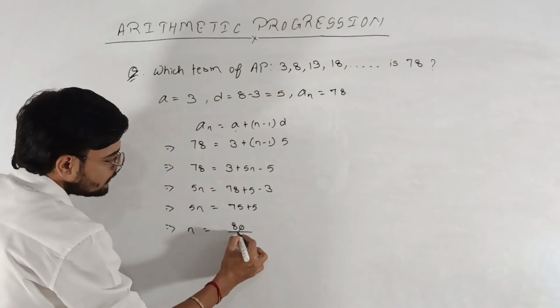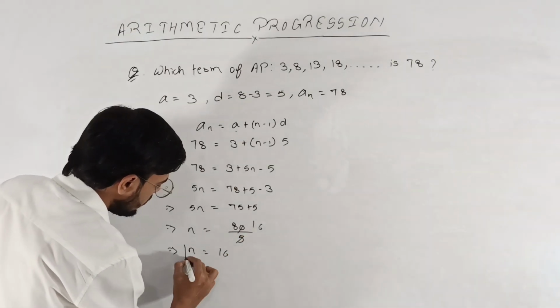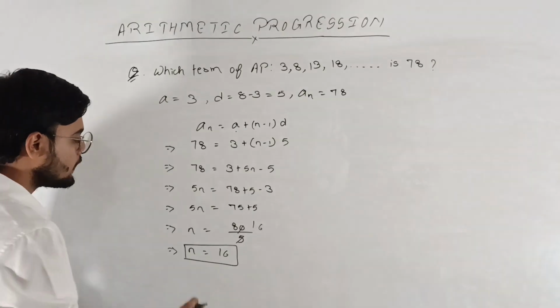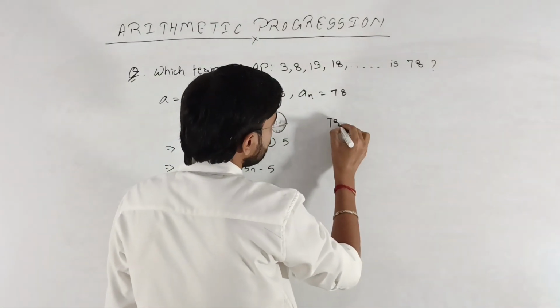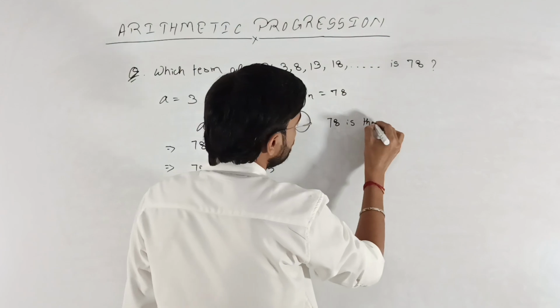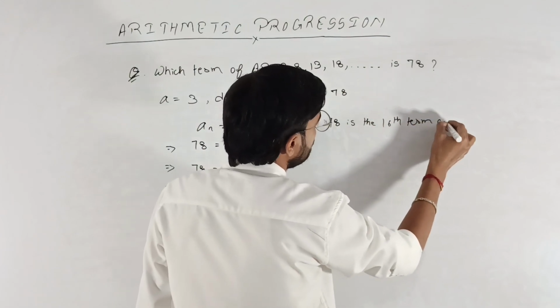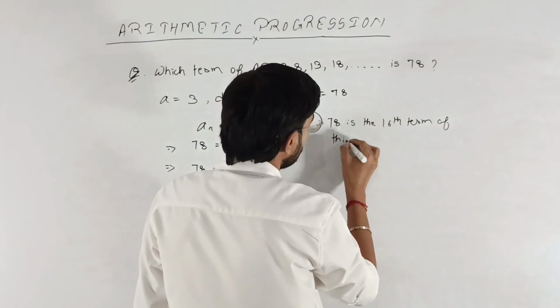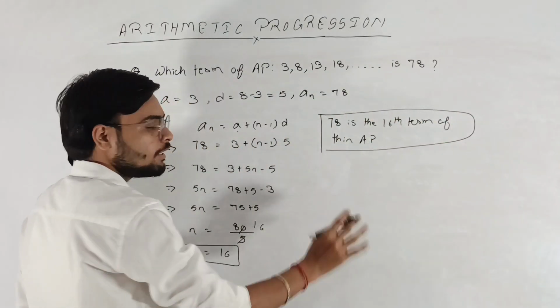Then n = 80 upon 5, and 16 fives are 80, so n is 16. Now n is 16, which means 78 is the 16th term of this AP. Got it?